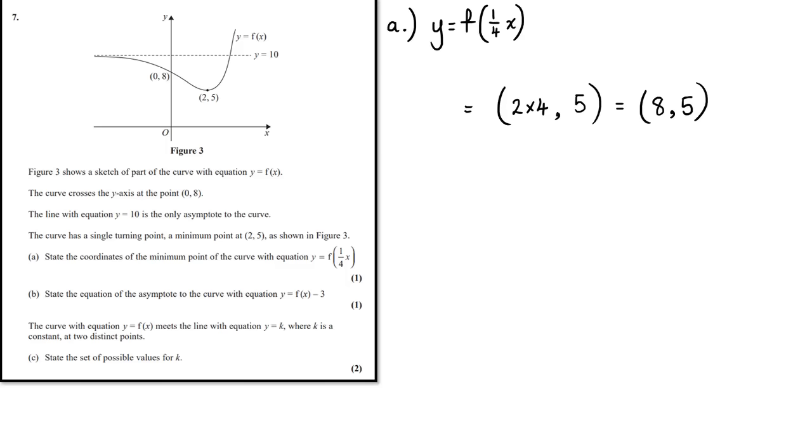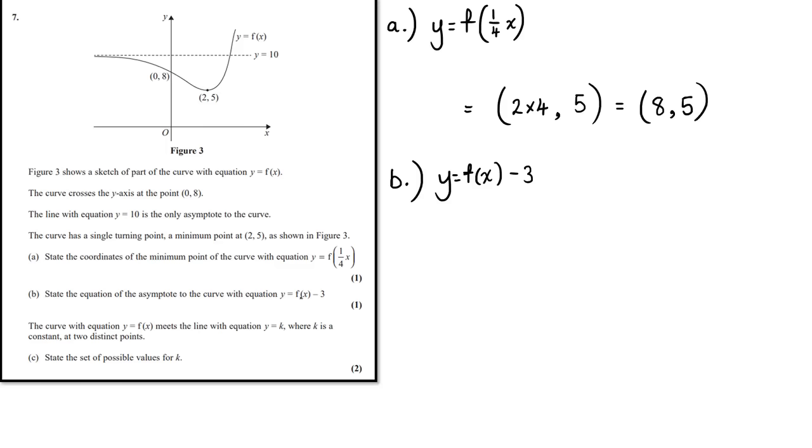Okay. For part B, again, this is another question dealing with these transformations. We're asked to state the equation of the asymptote to the curve with equation y equals f of x minus 3. And again here, because nothing's happening to this x coordinate now, that will stay the same. So we know straight away all the x coordinates here would stay as they are. The only thing that's going to be affected here now is the y coordinate. So we've got 2 y coordinates here, and we've got this equation, y equals 10 for the asymptote. Now, obviously, we're only concerned about the asymptote, but we will discuss the other points as well, just to make it clear.